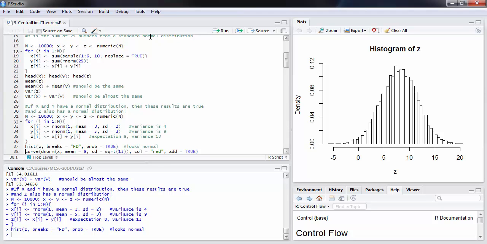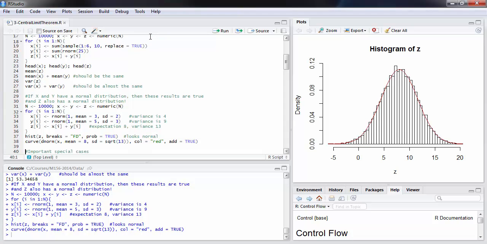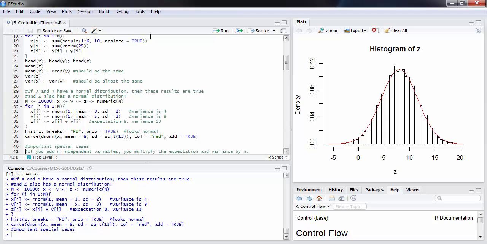I look at the histogram of z. Looks pretty much like a normal distribution, doesn't it? And now let me do a plot of the density function for a normal distribution with a mean of 8 and a variance of 13. Fits perfectly. So, important result to remember. The sum of two independent normally distributed random variables is also normally distributed, and the expectations and variances add up.